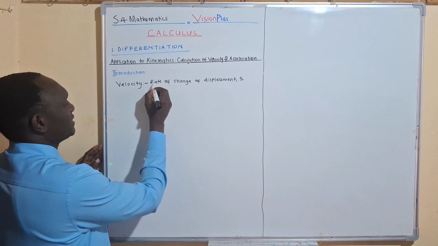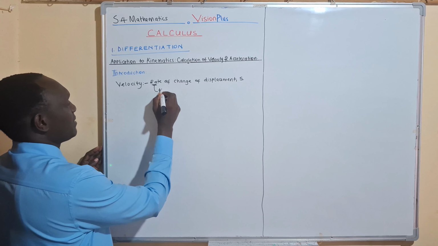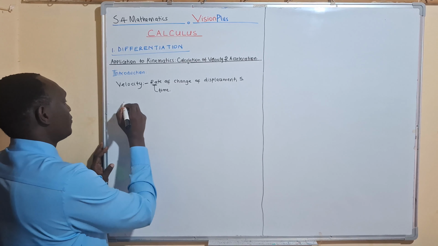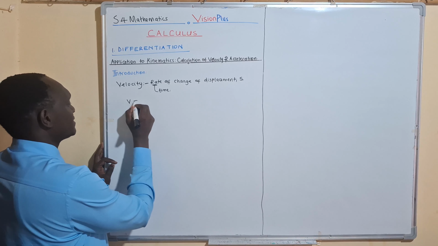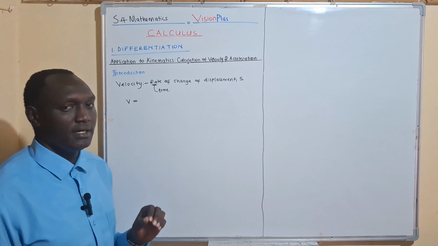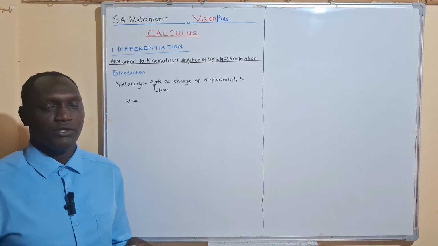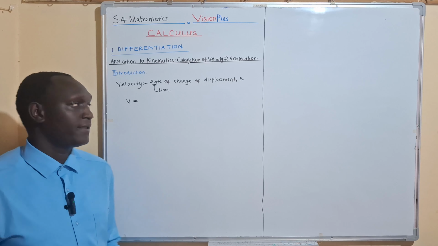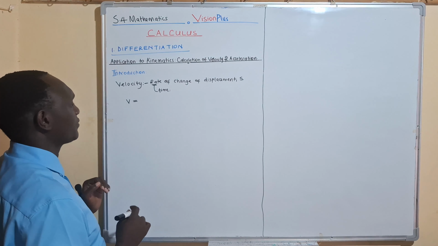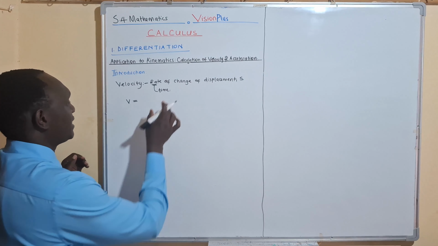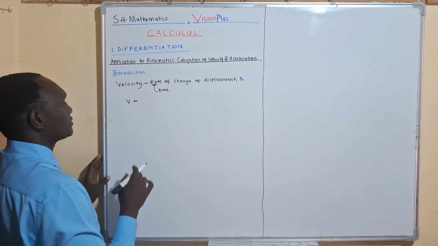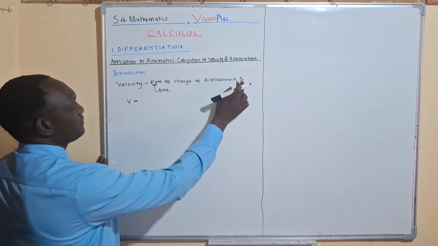Remember, when we're saying rate of change, we are saying with respect to time. This is a measurement done relative to time. Therefore, we are saying that velocity is the rate of change. Remember when we defined differentiation, we said it is the instantaneous rate of change of a function with respect to one of its variables. Now, the variable here is time when we are looking at the displacement. So, velocity is the rate of change of displacement.